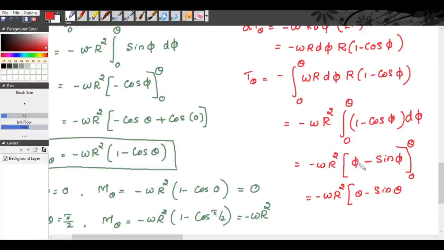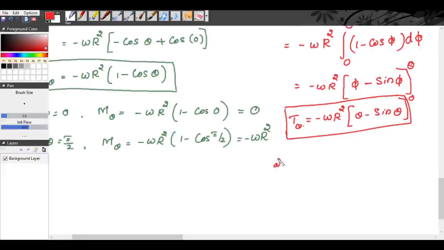When you substitute 0, sin 0 is 0. So this is T theta, our twisting moment for section X. Now we can see at theta equal to 0, that is at B, T theta is equal to 0, since sin 0 is 0. So we get 0. At A, theta is equal to pi by 2.